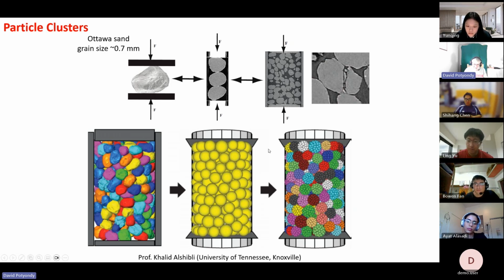This is work from Professor Al-Shibli at University of Tennessee. Here is a single grain of sand. Look at the length scale, 0.7 millimeters. He actually does these experiments in a synchrotron, and he's able to get this kind of resolution.